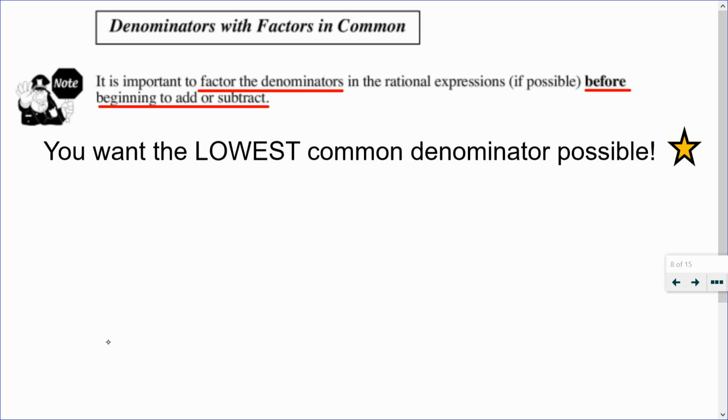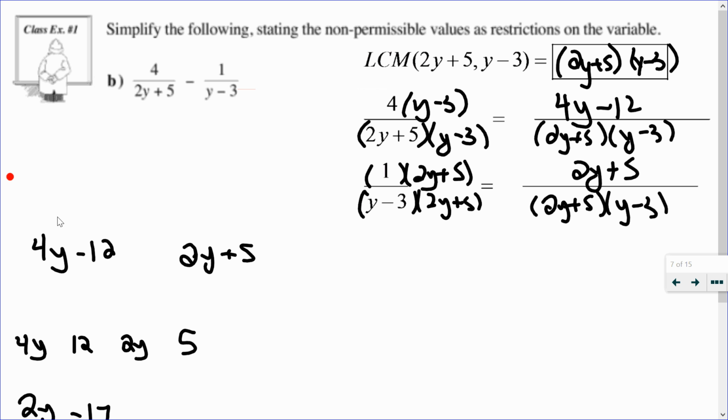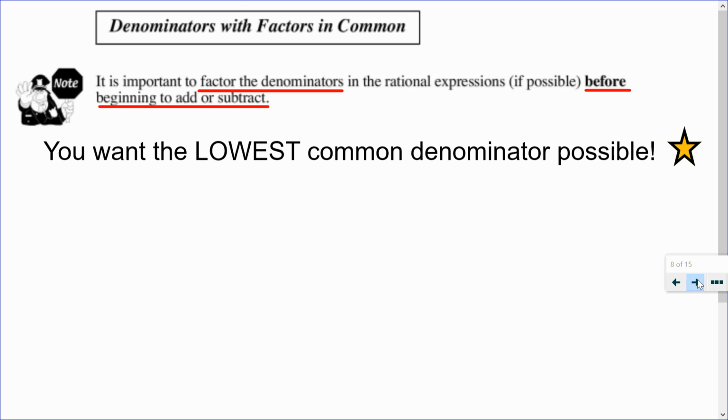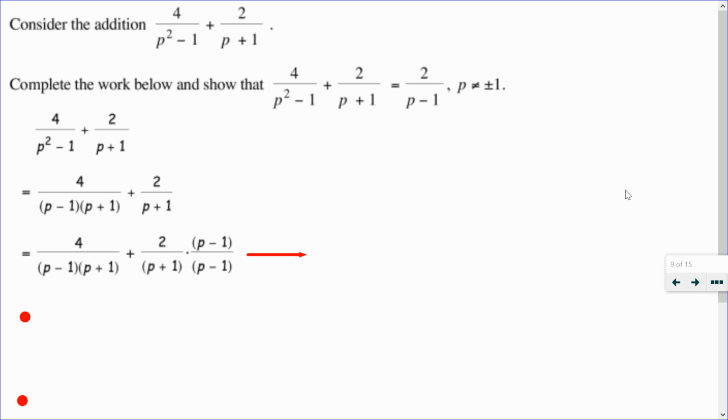Okay, really important at the end to factor your denominators after you're done adding and subtracting, because you want it in lowest terms. So if I look back at this one here, there was nothing in common, but sometimes we're going to have a common factor. That's why it's super important to go back and factor, because we want fractions in lowest terms. So let's try this one here.